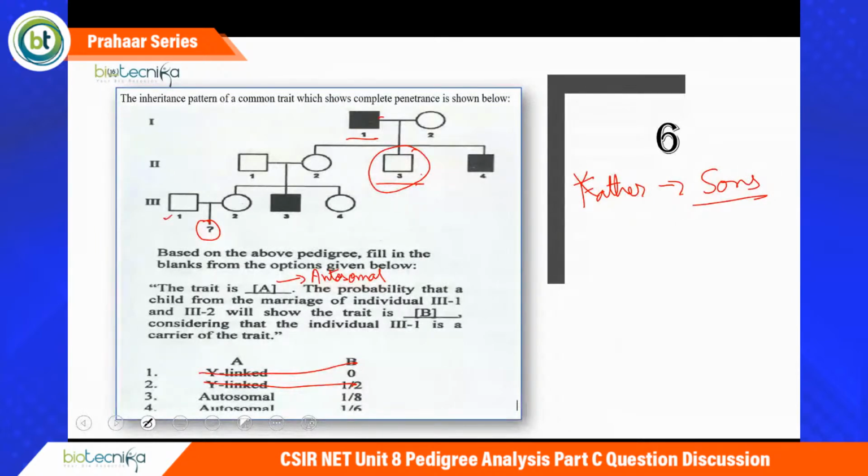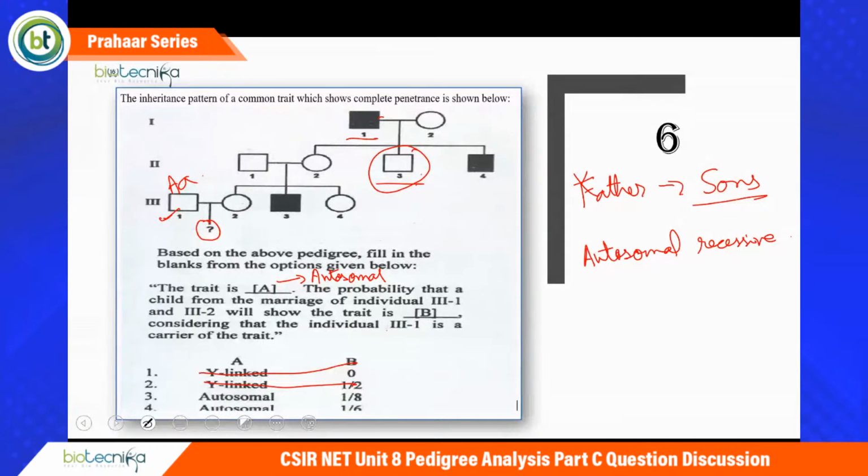So if he is a carrier and not showing the symptoms, not showing the trait phenotypically, it means this person is heterozygous, and it can only be possible if the trait is autosomal recessive. Carrier means causative allele is present, and phenotype is not developing, which means the causative allele is recessive. So this individual is heterozygous, as already mentioned.